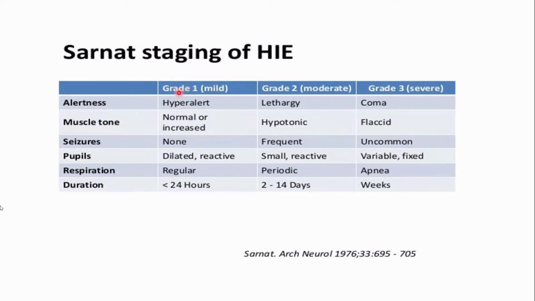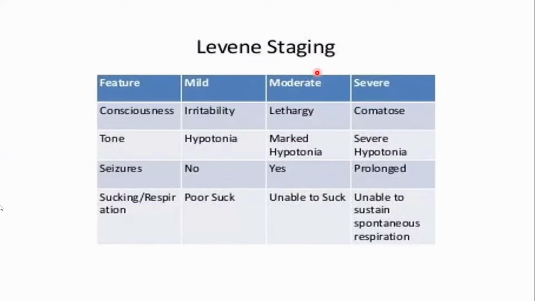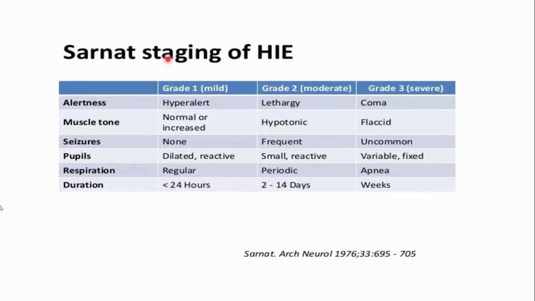Even if you don't remember anything, just remember this. Grade 1, the child will be very, very irritable, hyper alert. Grade 2, the child will develop seizure. Grade 3, the child will be comatose. Okay, so this is Sarnat staging of HIE. Levene staging is also the same. Levene staging: consciousness irritable, then the child will develop seizure and the child will become comatose. So you don't need to memorize Levene, you have to remember Sarnat staging of HIE.